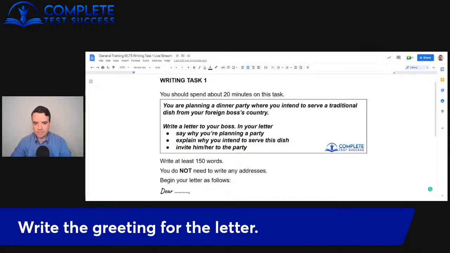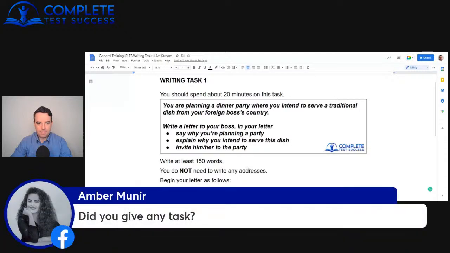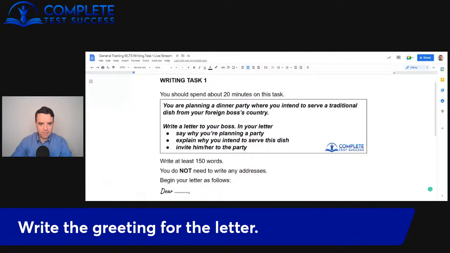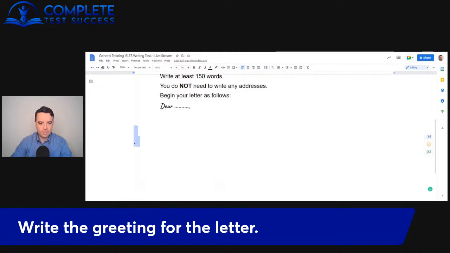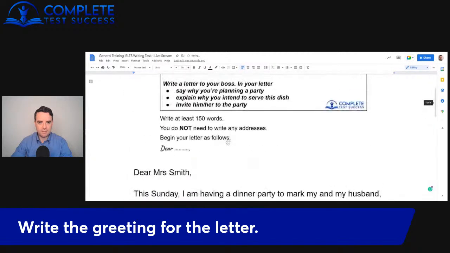Okay, so it seems to be the case that we don't have any general training students here. So let me just go through the answer. Amber, yep. So if you look at the screen there, I have the task, write the greeting for the letter, but it seems like we don't have any general training students. So let's go through the answer here and I'll explain why it is what it is. Okay, so: Dear Mrs. Smith.